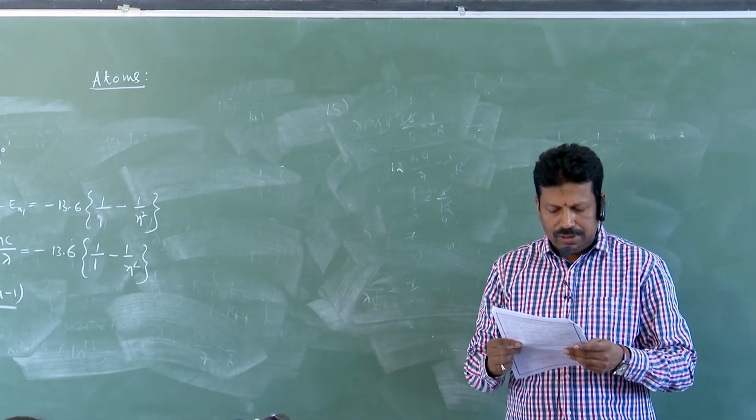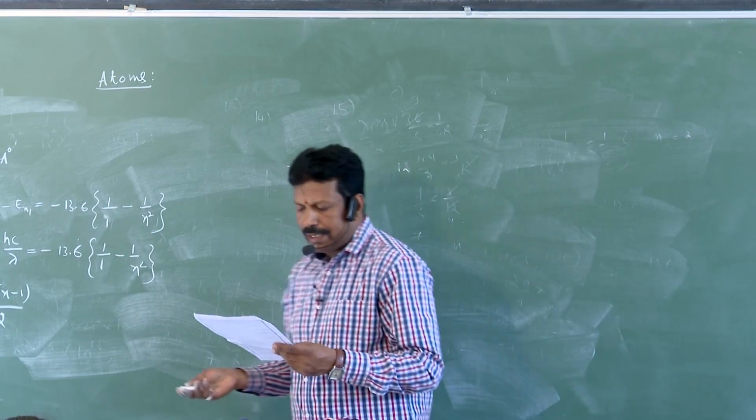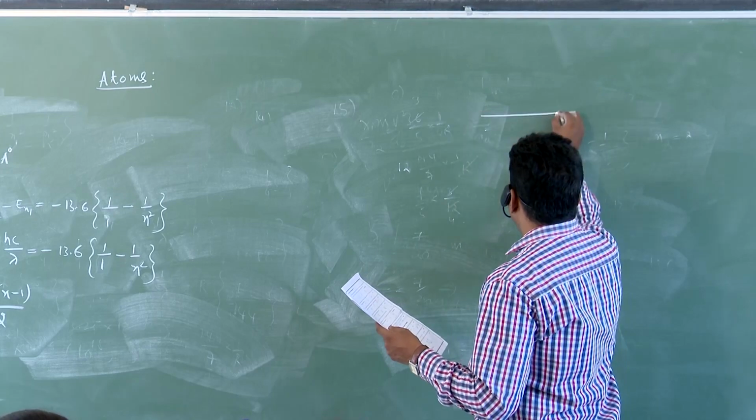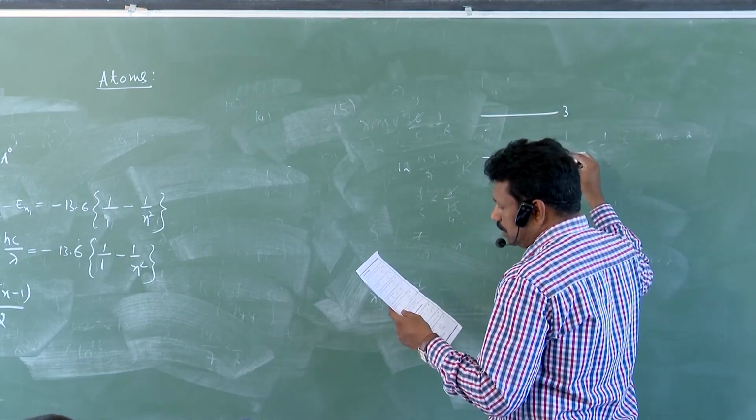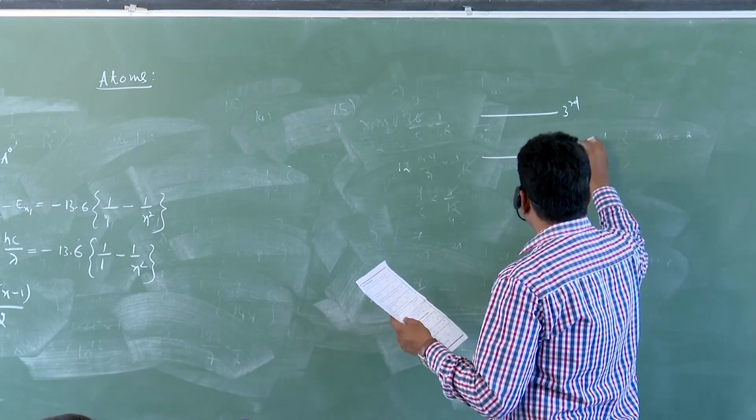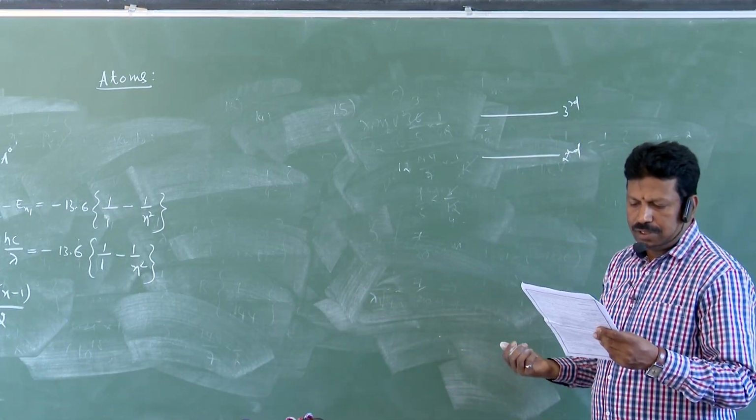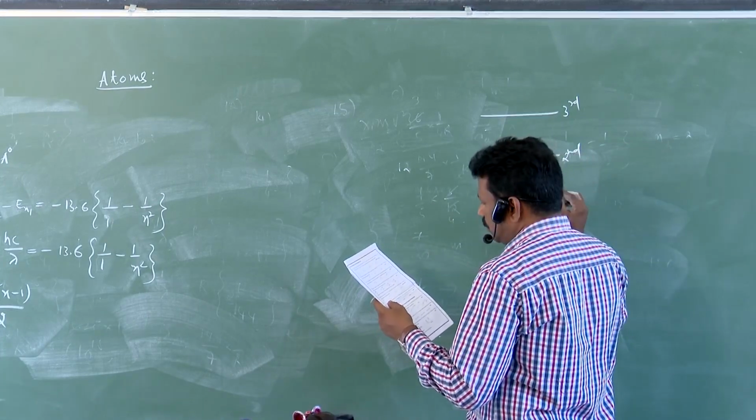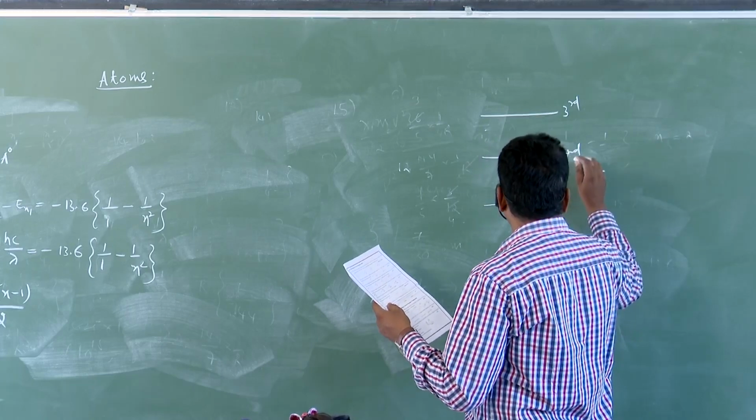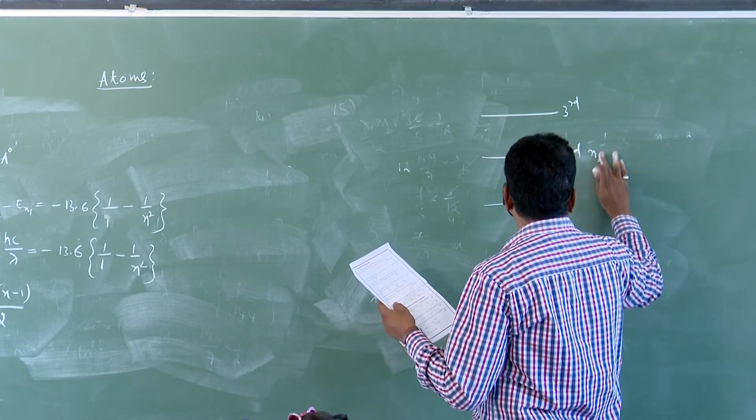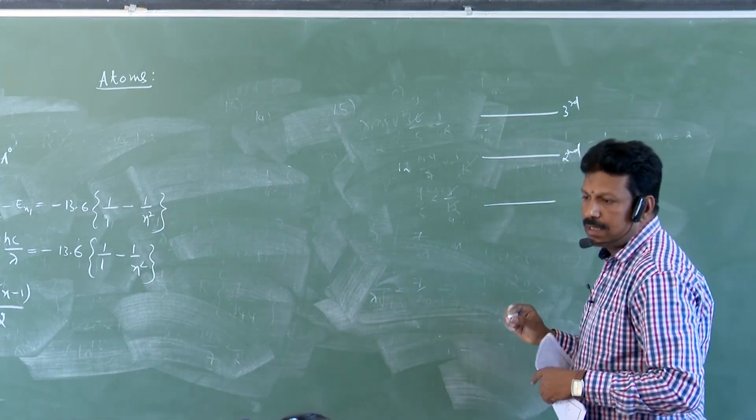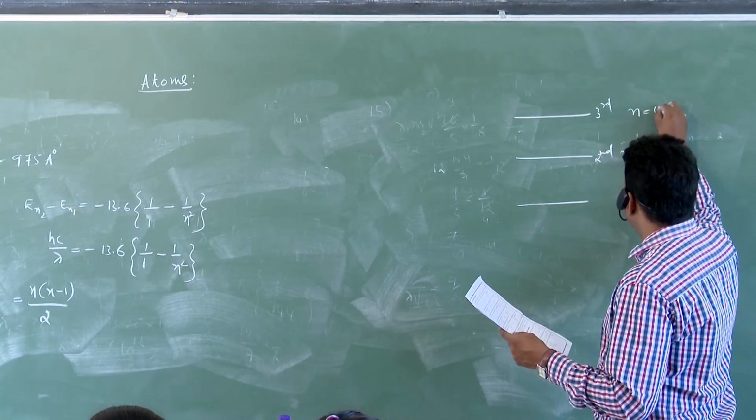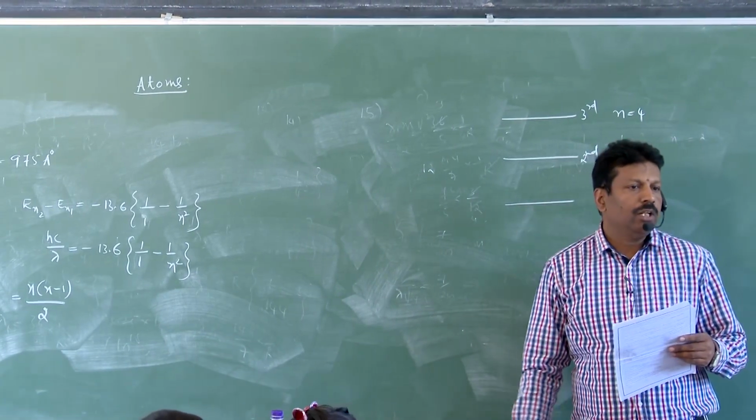In a hydrogen atom, the electron first jumps from the third excited state to the second excited state, and then from the second excited state to the first excited state. So the second excited state, what is the value of n? The second excited state is 3. Right? This will be 4, correct?